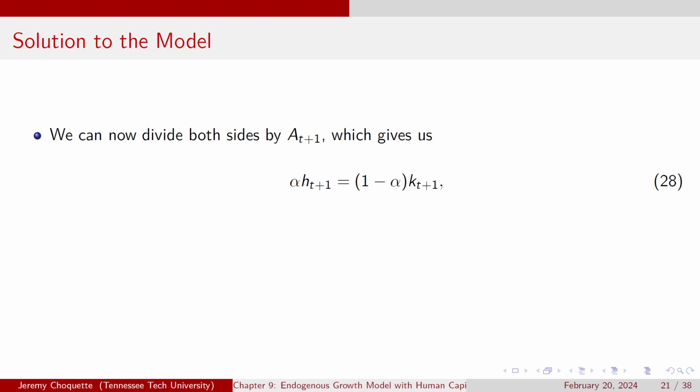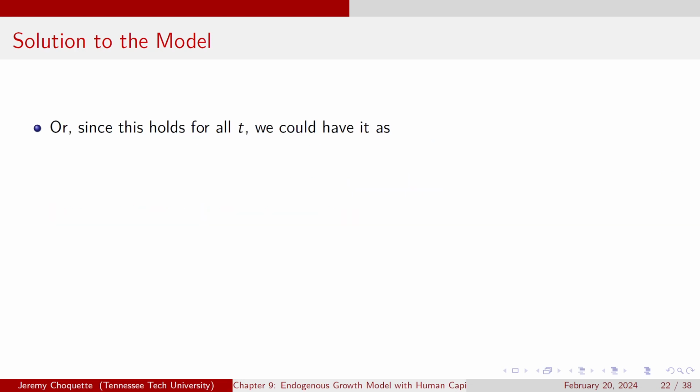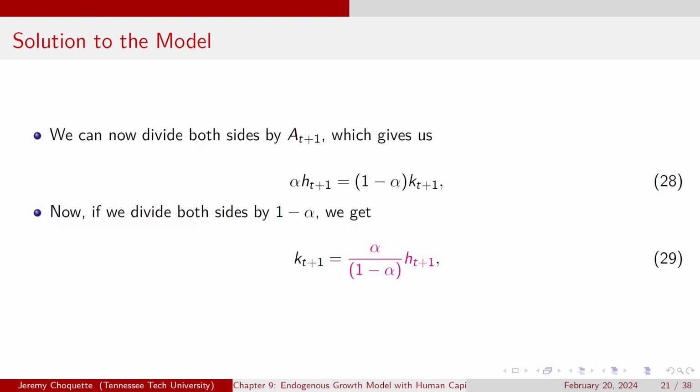So divide both sides by A_{t+1}, which just gives me alpha times h_{t+1} equals 1 minus alpha times k_{t+1}. And if I divide both sides by 1 minus alpha, I get this: k_{t+1} equals alpha over 1 minus alpha times h_{t+1}. That's kind of interesting. Actually, you get some really, really interesting stuff out of this. What do you get? Well, you now have a really nice simplified relationship between capital and human capital.